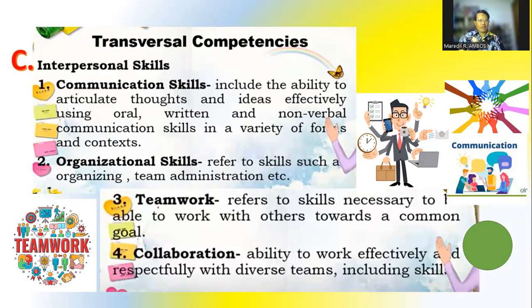The third one is teamwork, and it refers to the skills necessary to be able to work with others towards a common goal. Teamwork is really good, and of course, it requires a skill. Then number four is collaboration. So here, there's the ability to work effectively and respectfully with diverse teams. And it includes a skill also. Again, with the interpersonal skills, we have communication, organization, teamwork, and collaboration. So in acronym, you have COTC. Okay, so that's it.